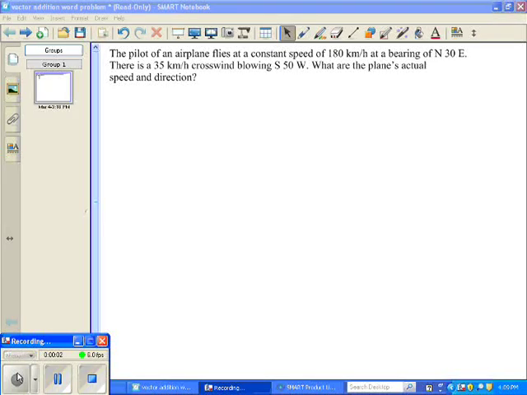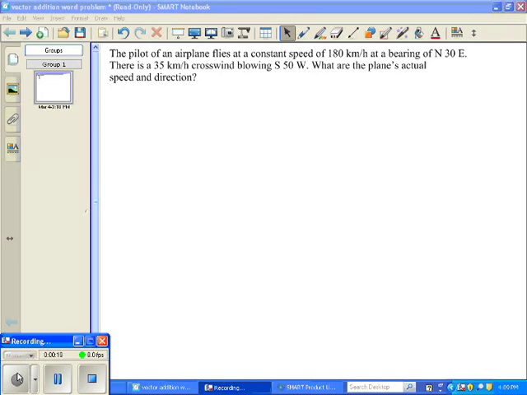The pilot of an airplane flies at a constant speed of 180 kilometers per hour and a bearing of north 30 degrees east. There is a 35 kilometer per hour crosswind blowing at south 50 degrees west. What are the plane's actual speed and direction?